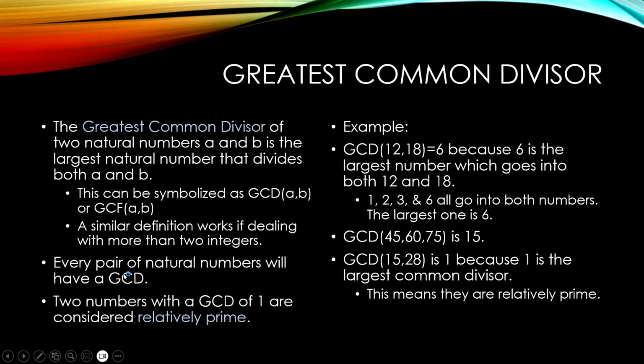If the greatest common divisor is 1, well, it's just 1. We can call those two numbers relatively prime in that situation. And so here's some examples. The greatest common divisor of 12 and 18 is 6, because 6 is the largest number which goes into both 12 and 18. 1, 2, 3, and 6 all go into both numbers. The largest one is 6. In the case of 45, 60, and 75, 15 goes into all three of them. And for 15 and 28, the greatest common divisor is 1, because 1 is the largest common divisor. It's the only thing that really goes into both 15 and 28. And so 15 and 28, we would say, are relatively prime.